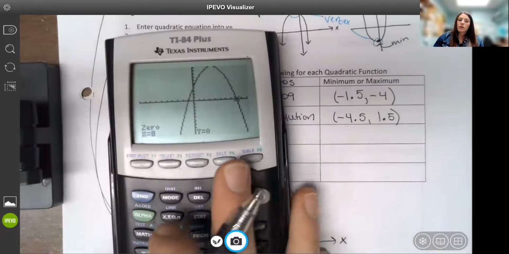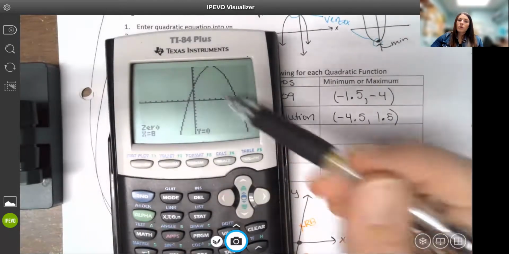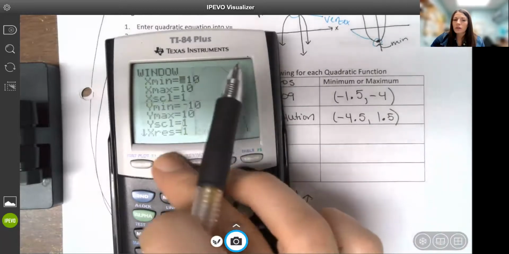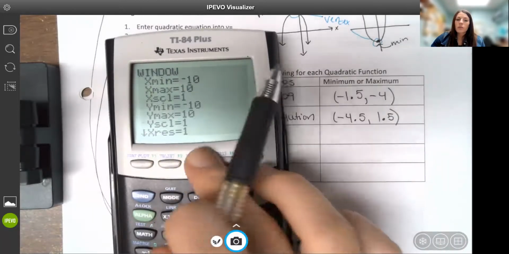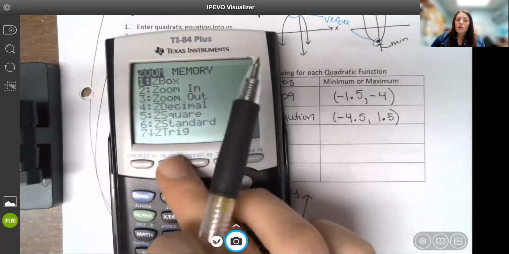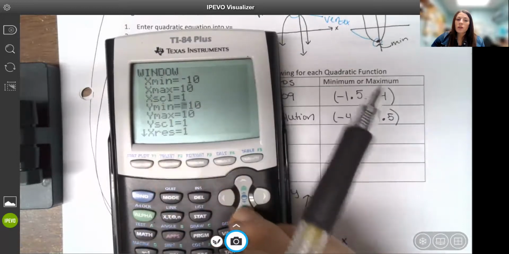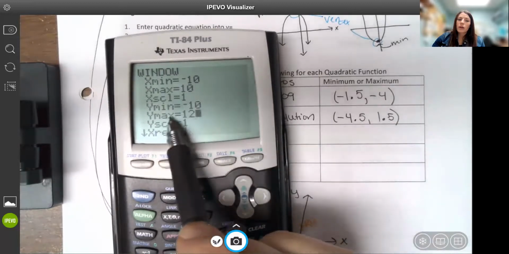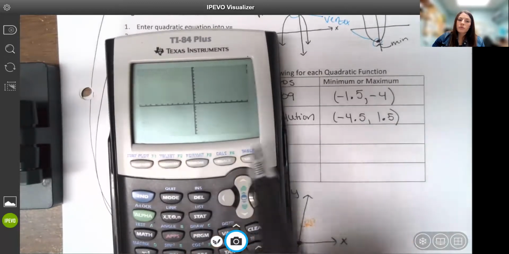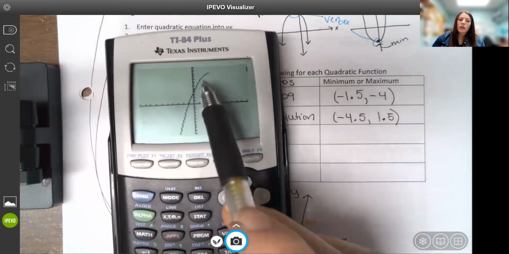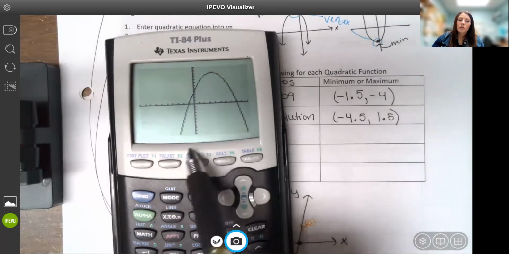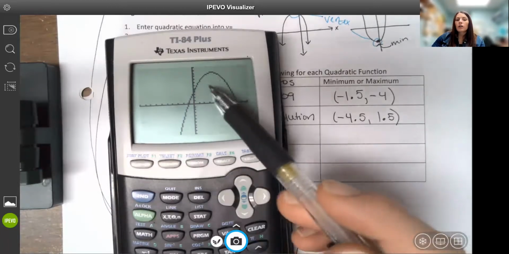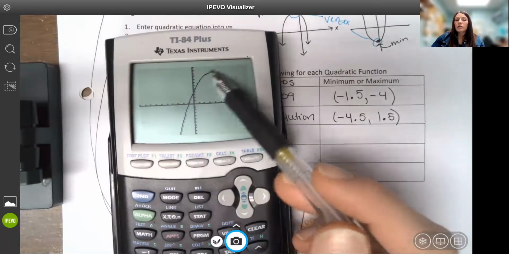Now for this one, because it opens down, we want a maximum. I also want to be able to see it. Sometimes it gives you an error if it's not on the screen. So I can either zoom out and hit enter, or in my window, I can just make y go up a little bit more. I change the y axis to go up to 12. Now I can see my vertex. Okay, so remember, window and zoom is where you can adjust what you're seeing on your screen. I wanted to be able to see that maximum.